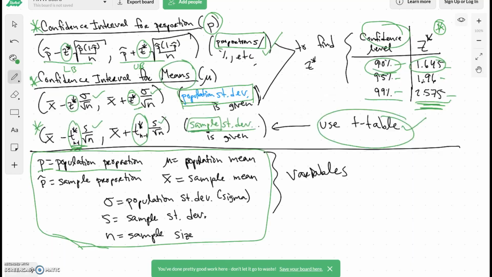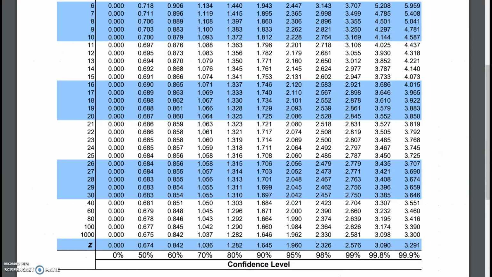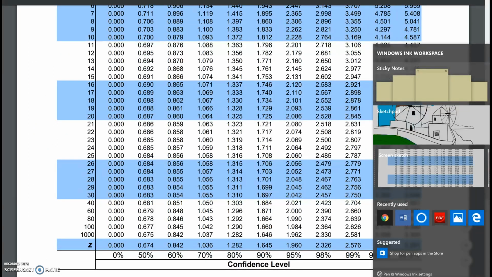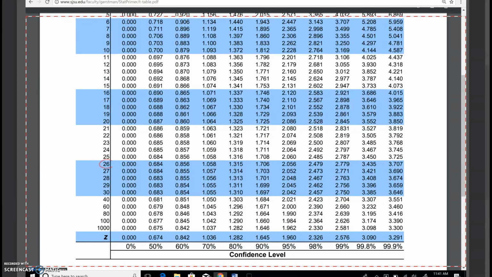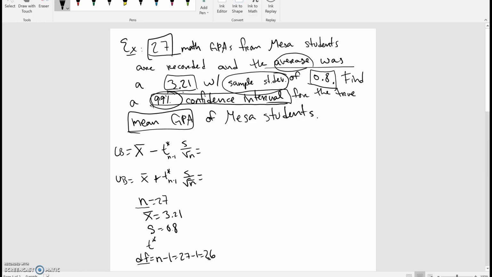So we are going to go into my t-table. We want 26 degrees of freedom with 99% confidence. 26 is right here, and if we match them up, we get 2.779. Now be very careful, because some of you would want to use 27 since in the problem we had 27 samples. But remember that we subtracted 1 to find our degrees of freedom. So it's 2.779. That's my t star, n minus 1, and the n minus 1 is the degrees of freedom.